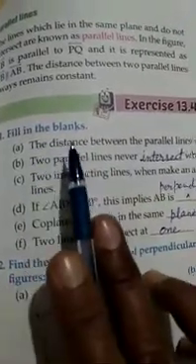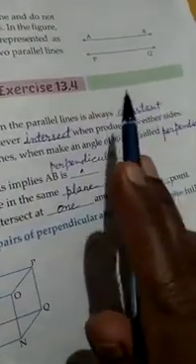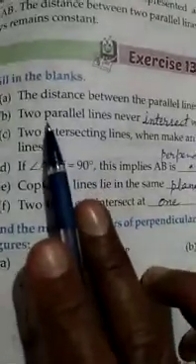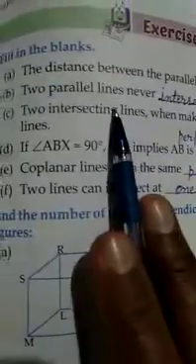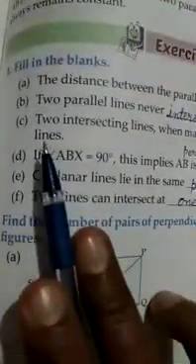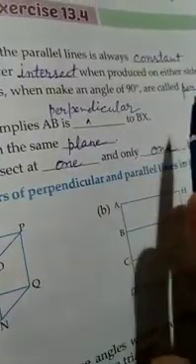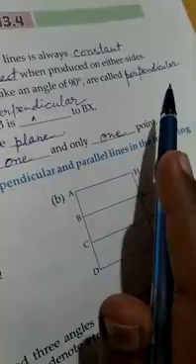Fill in the blanks. 1A. The distance between the parallel lines is always constant. Means the distance between parallel lines will not change anywhere. Now B, two parallel lines never intersect when produced on either side. C, two intersecting lines when they make an angle of 90 degrees are called perpendicular lines.